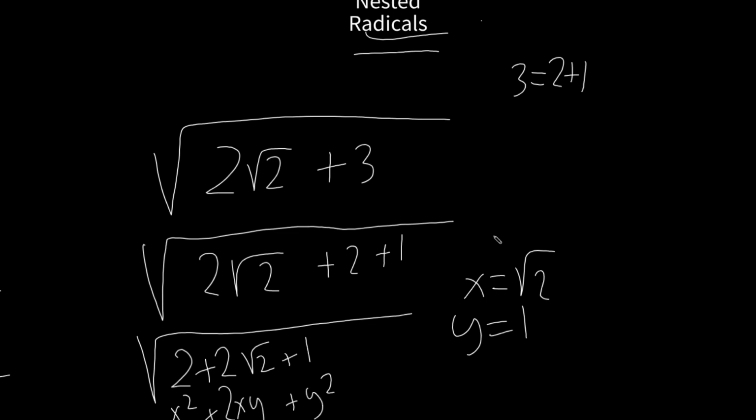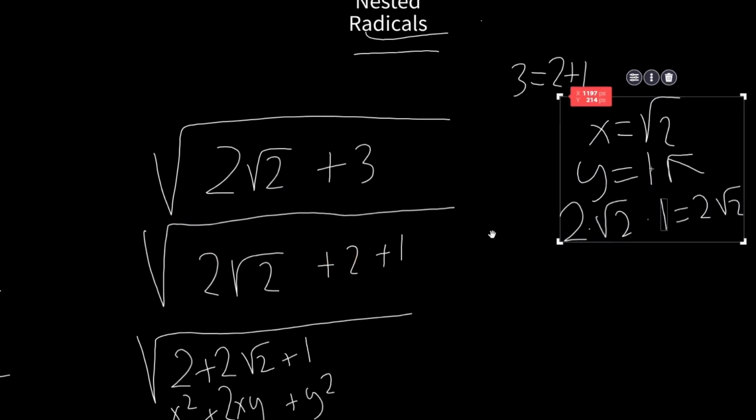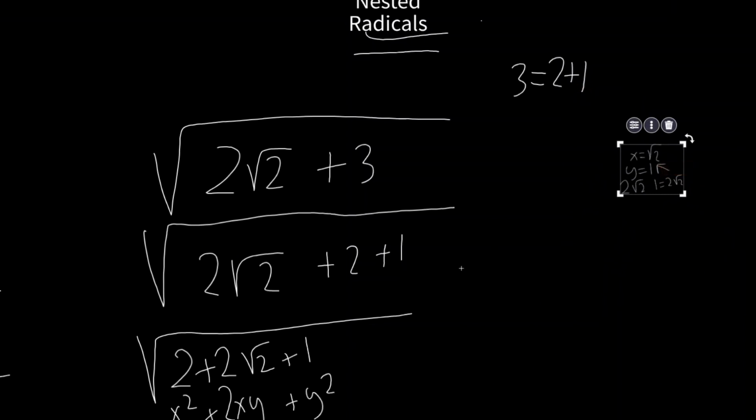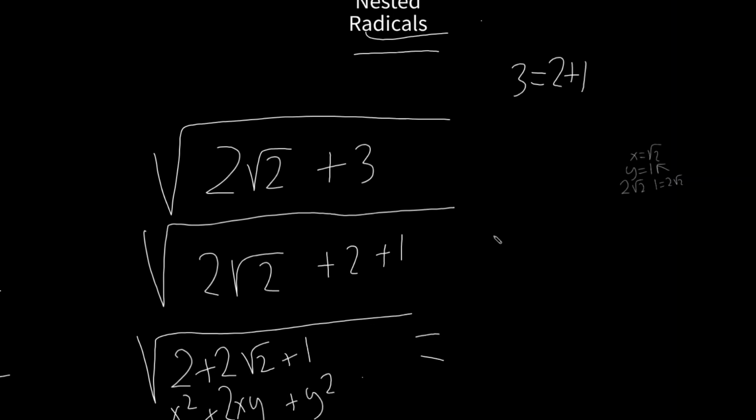Okay, so now to know if it's truly a perfect square trinomial, we just have to check if 2xy is 2 times the square root of 2. So 2 times x, which is the square root of 2, times y, which is 1, equals 2 square root of 2. So it is a perfect square trinomial. Let me shrink this down a little bit here. Okay, so we can write this as x plus y all squared. In this case, x is the square root of 2 and y is 1, so we can rewrite this as the square root of 2 plus 1 all squared.